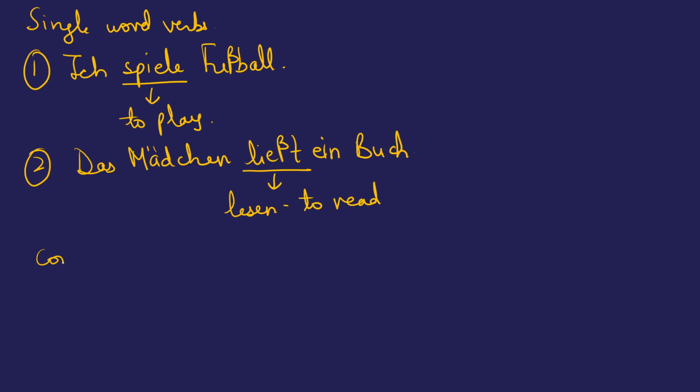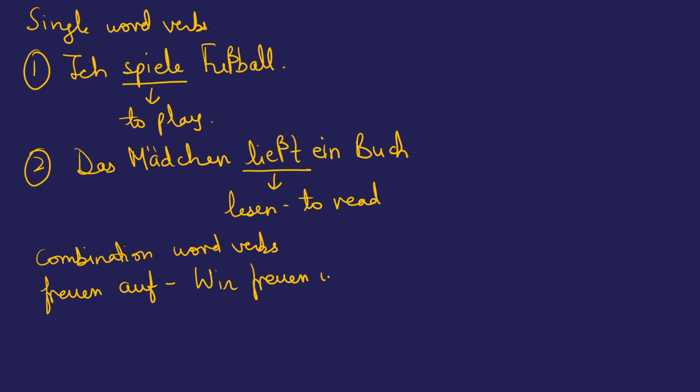Now let's look at example of combination word verbs. Freuen auf, which means to look forward to something. So for example, wir freuen uns auf den Urlaub, which means we are looking forward to the vacation. Urlaub means vacation. Another example, warten auf, which means to wait for somebody or something.